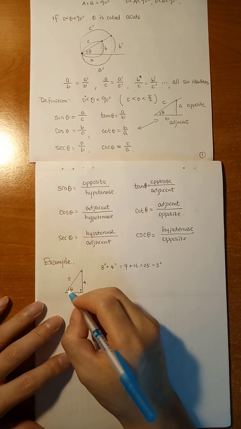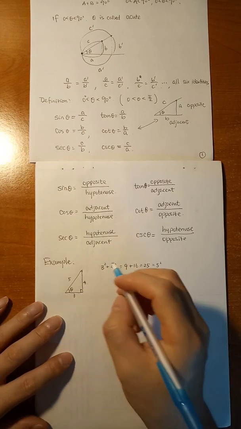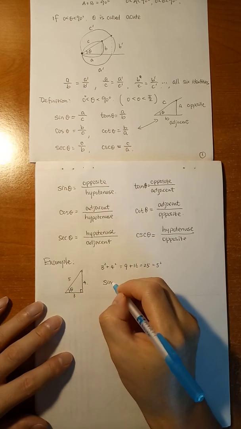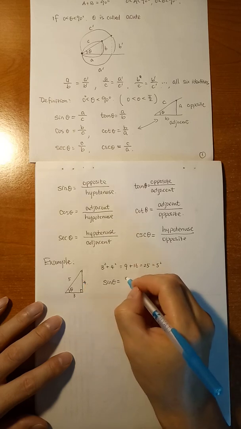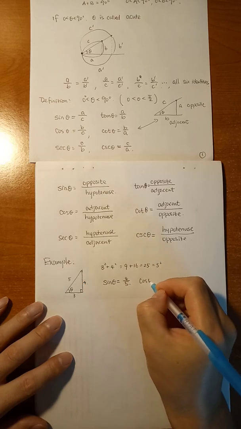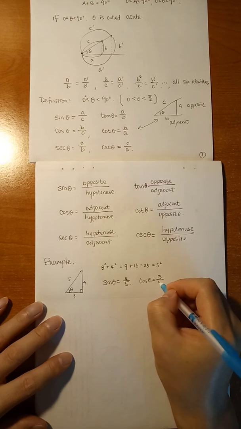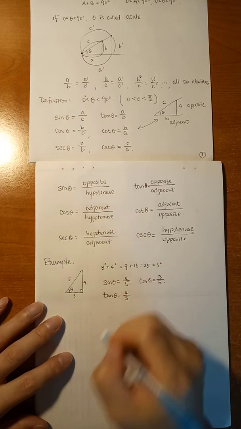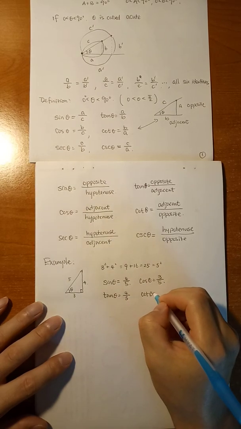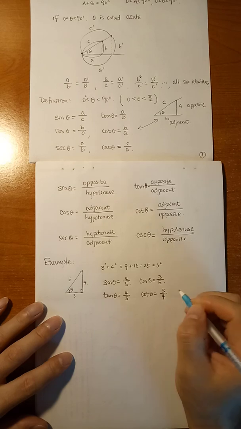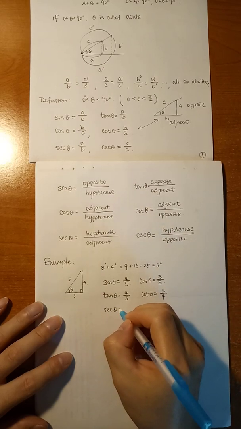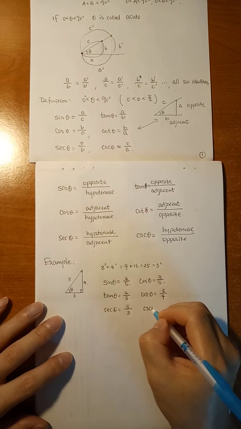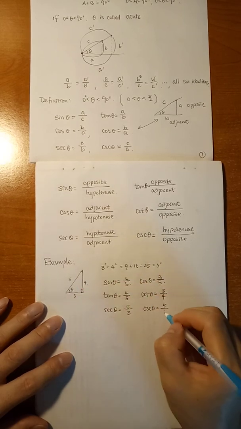So assume this angle theta is placed here, then 4 is opposite, 3 is adjacent, 5 is hypotenuse. So sine theta is opposite over hypotenuse. Cosine theta is adjacent over hypotenuse. Tangent theta is opposite over adjacent. Cotangent theta is adjacent over opposite. The secant of theta is hypotenuse over adjacent. Cosecant theta is hypotenuse over opposite.